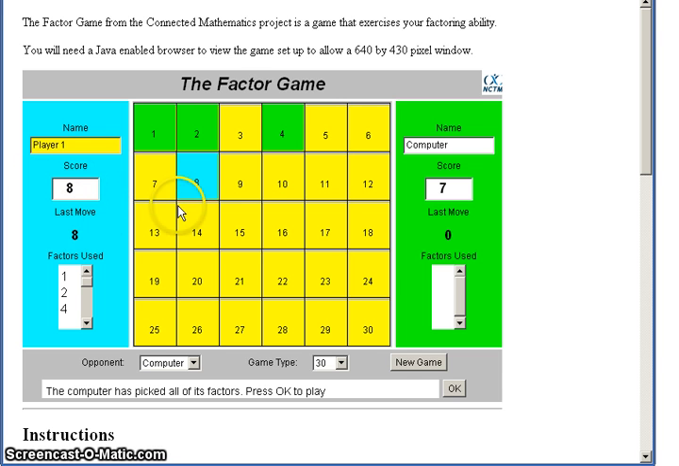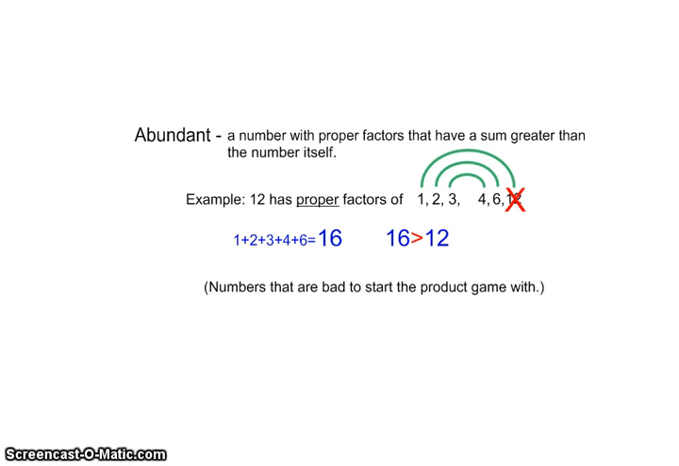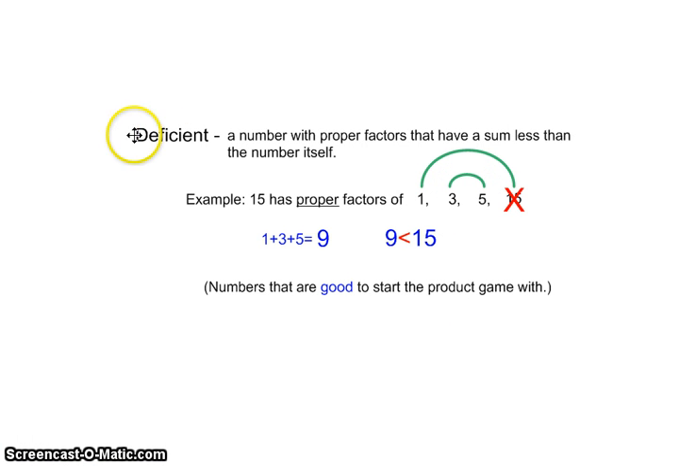At least I'm winning. Another number might be something like 15. Computer gets 1, 3, and 5. That adds up to 9. I got 15. 15 is certainly not a prime number, but it's still a pretty good number to start with. So all these numbers that are good to start with, numbers that the proper factors add up to less than the number itself, those are called deficient, because deficient numbers have proper factors that add up to less than the number itself.